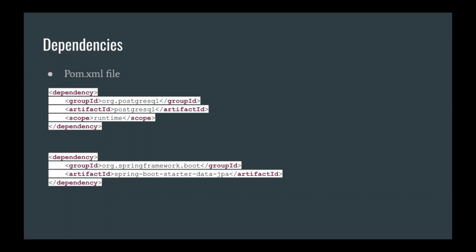So the one thing that we'll be looking into is what do you need to get ready to connect to your PostgreSQL database. Firstly, on the pom.xml file, you have two dependencies that you're going to need. One is the PostgreSQL, which is the driver for Postgres, and the second one is Spring Boot starter data JPA dependency that will allow Java to interact with the database.